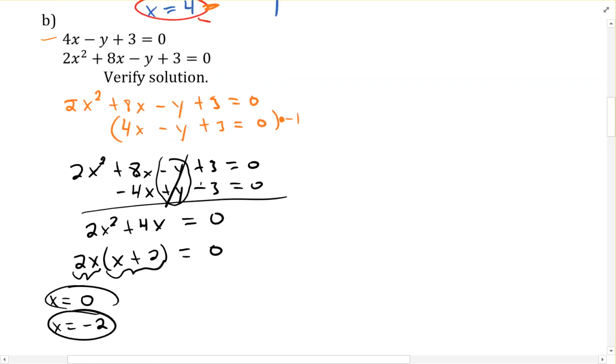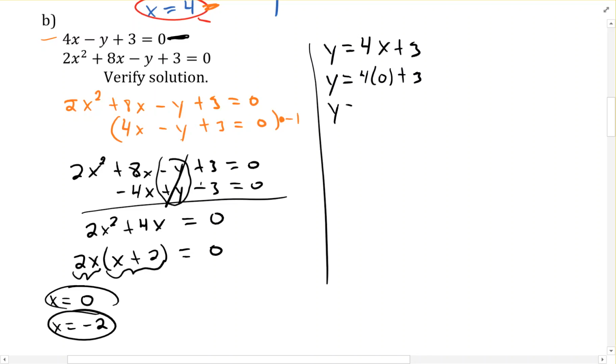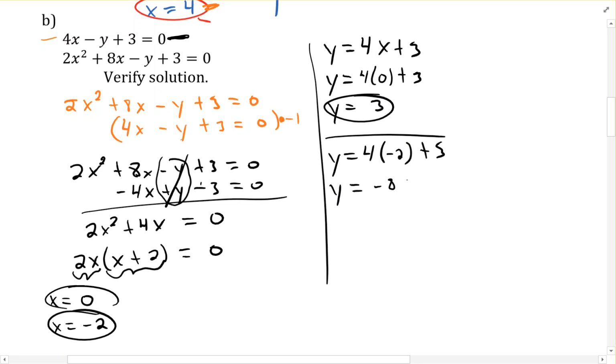Okay, now to figure out what y was, we would probably want to rearrange this top equation here. So we'd say y is equal to 4x plus 3. I just moved y to the right side there by adding y to both sides. And now y is equal to, one of the solutions was 0, so 4 times 0 plus 3. So y is equal to 3 is one of my solutions. The other one is y is equal to 4 times negative 2 plus 3. So y is equal to negative 8 plus 3. So y is equal to negative 5.